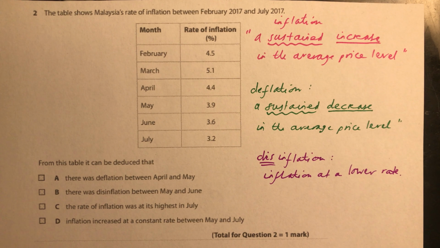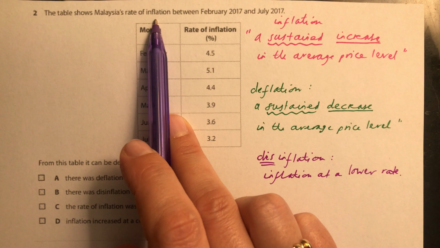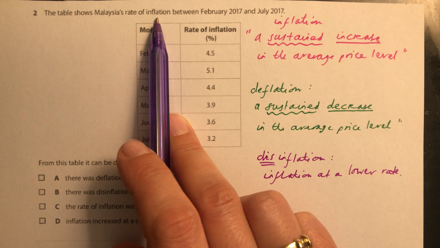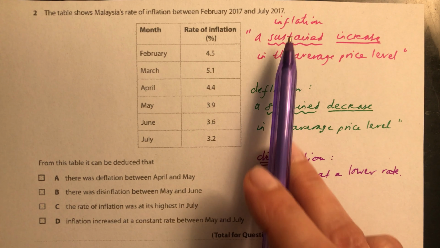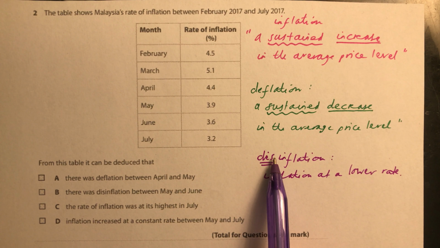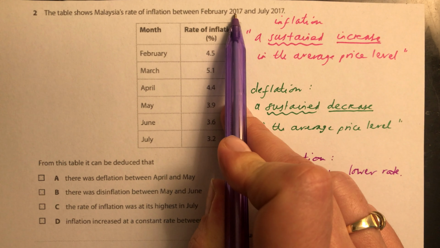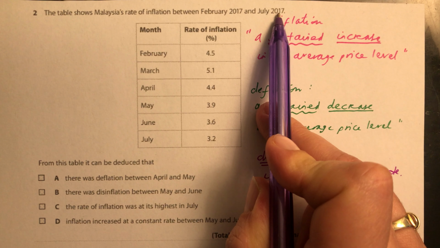Hi everybody, this is a question about inflation, but it also actually will show us what the difference is between inflation, deflation and disinflation as we go through the question. It says the table shows Malaysia's rate of inflation between February 2017 and July 2017.